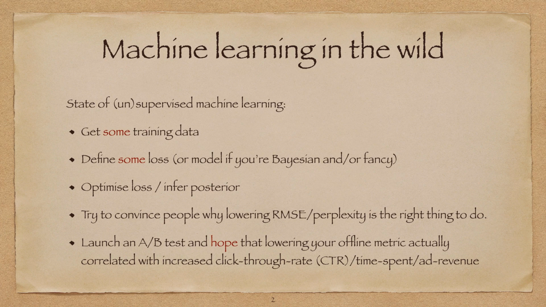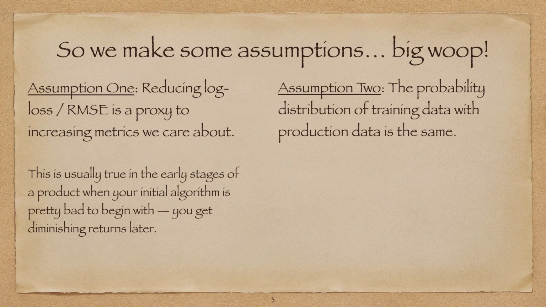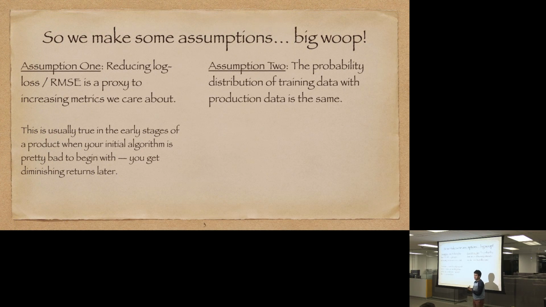We make a couple of assumptions in this world, right? First assumption we make is reducing the log loss or root mean squared error actually increases the metrics we care about. This is usually true when you're a startup and your first algorithms are kind of crap anyway. But when your algorithms start to get better, you find that they're actually not that correlated. The second assumption you make is that the probability distribution of training and the production data are the same.